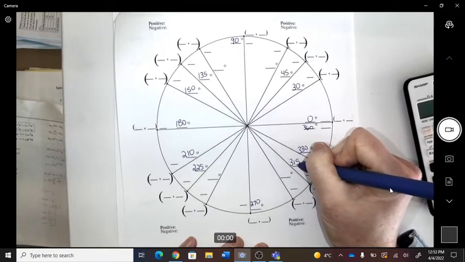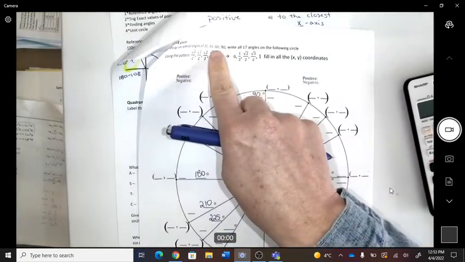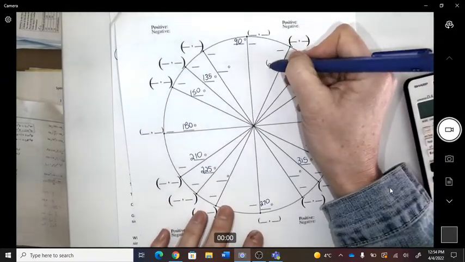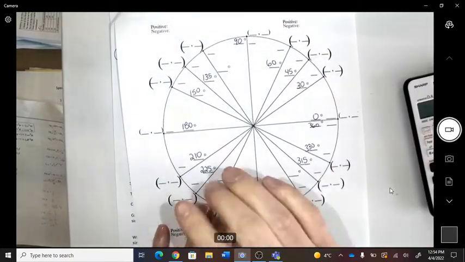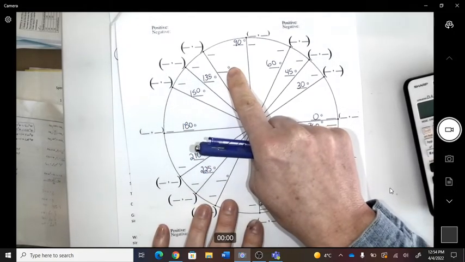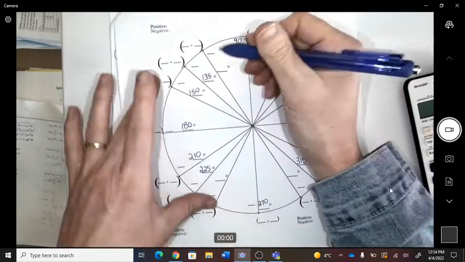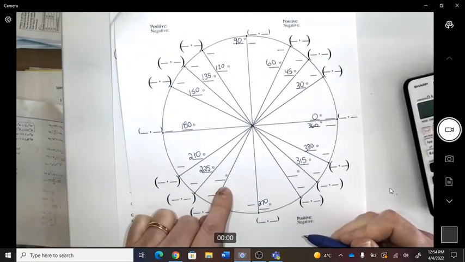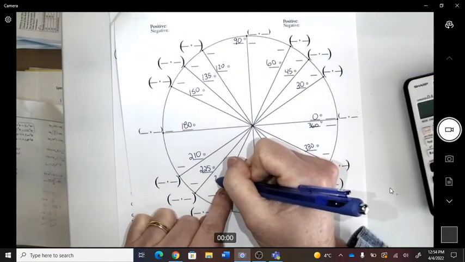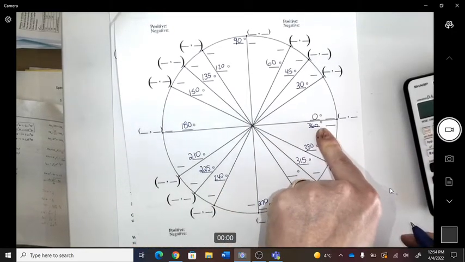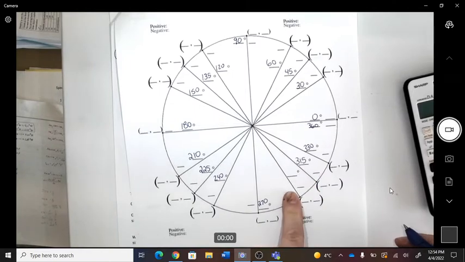Then the next increment is a 60 degree. So this one's just 60. What's 60 smaller than 180? 120. What's 60 bigger than 180? 240. What's 60 smaller than 360? 300.